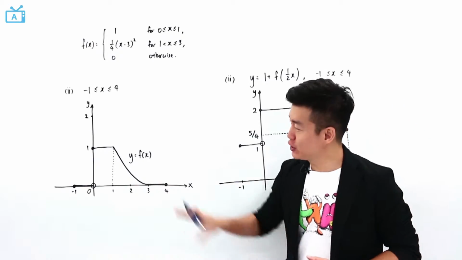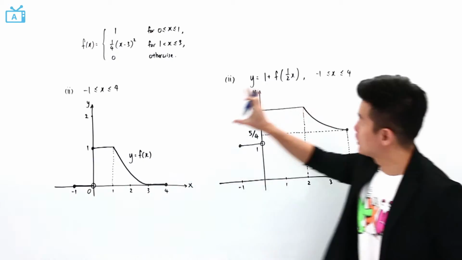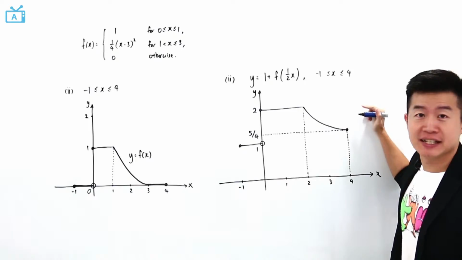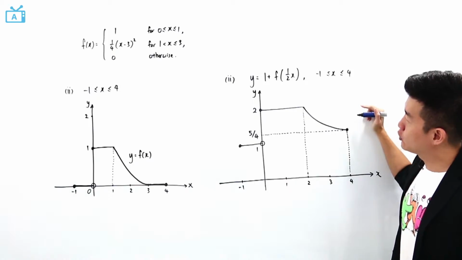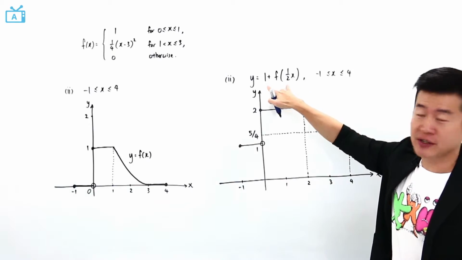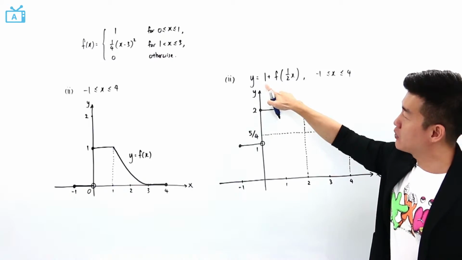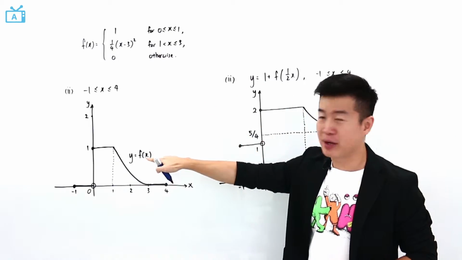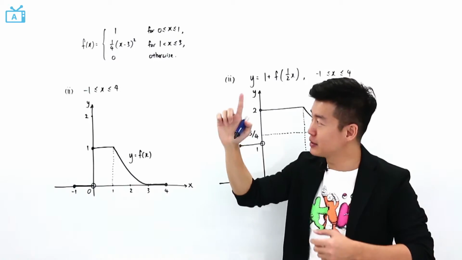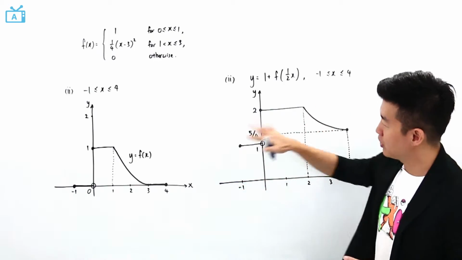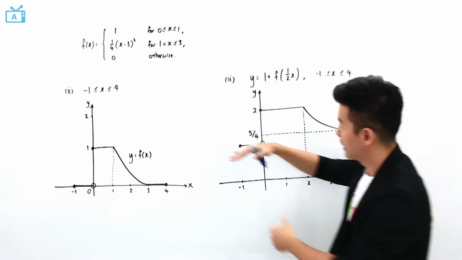What we need to do in this section is to take the graph of y = f(x) and transform it to the graph of y = 1 + f(x/2). To do that, we must observe two transformations. Number one, this 1 over here is going to translate that graph by 1 unit parallel to the y-axis in the positive direction. So it is pretty obvious, I just need to shift that graph up by 1 unit.